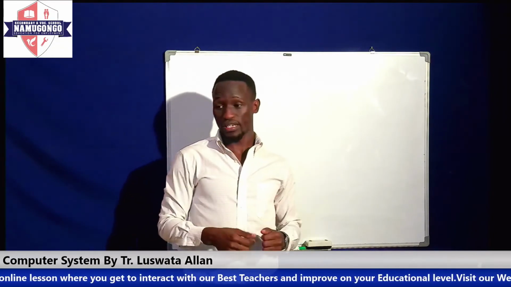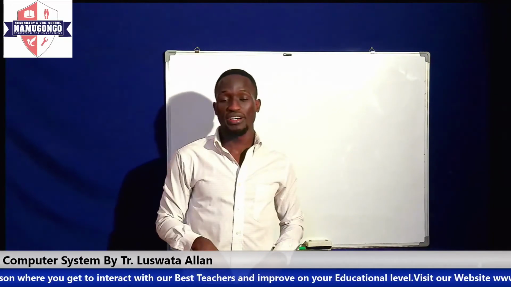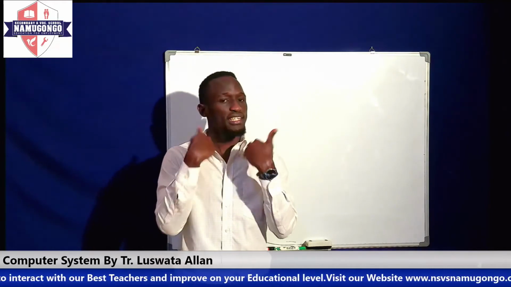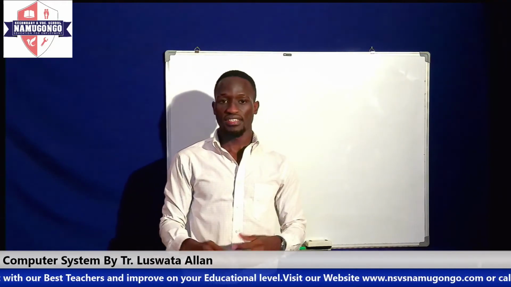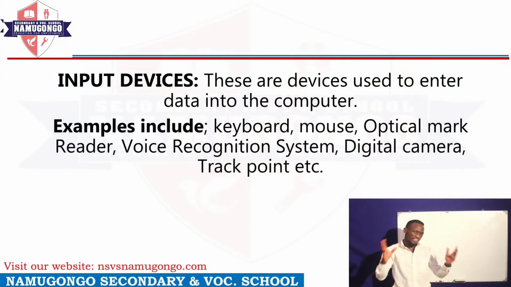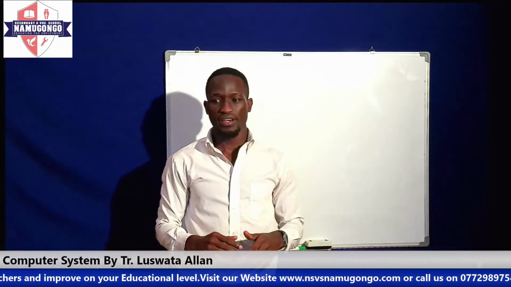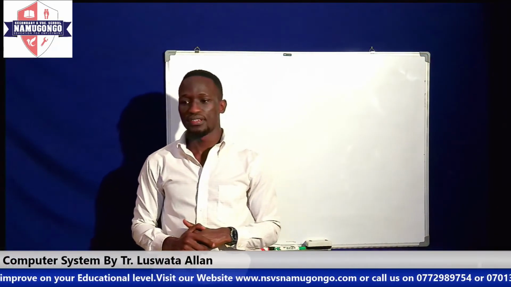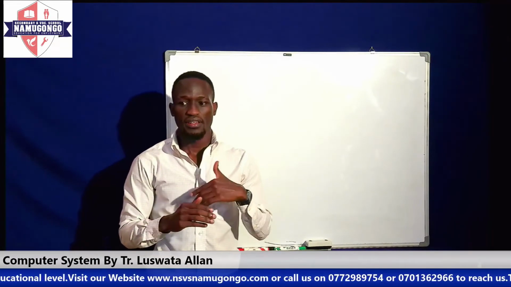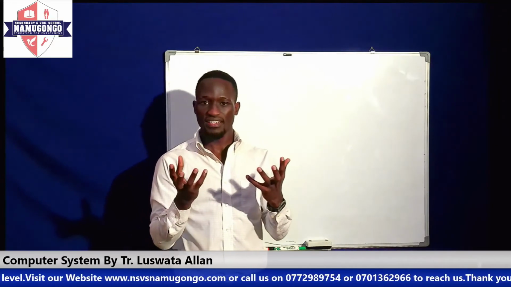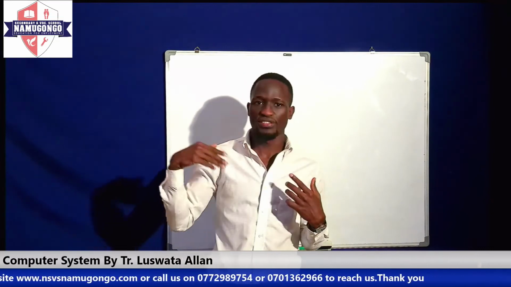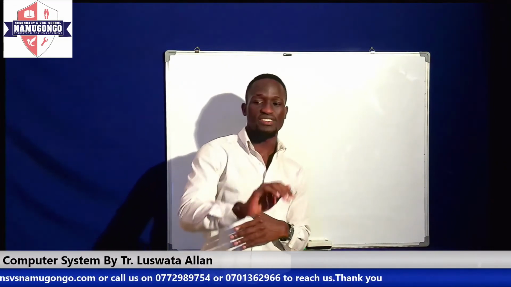Then we have a digital camera. Yes, when you take a photo, it takes in the image, that is input. Then a track point. And other examples. Okay, we have other examples. There are many more examples. There are quite many. Now, one of the tasks that I give you is to look around you and see what other devices can I use to feed data into a computer.